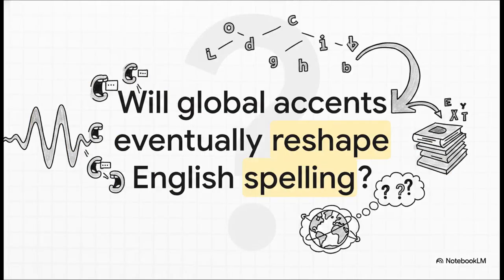Which brings us to a final, slightly provocative thought to leave you with. As we've seen today, language is a living, breathing thing. It's constantly shifting across regions and classes. The spoken word simply refuses to stand still. So what you should really take away from this is that pronunciation is always in motion. Think about it. Will the wildly diverse global accents we hear today eventually force a reshaping of how English is actually spelled tomorrow? Or are we just locked into our historical spelling forever?